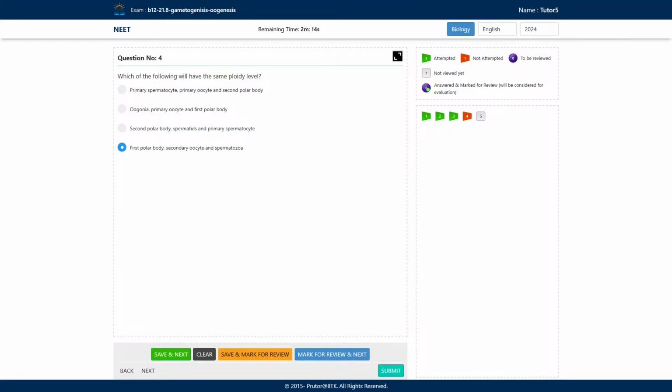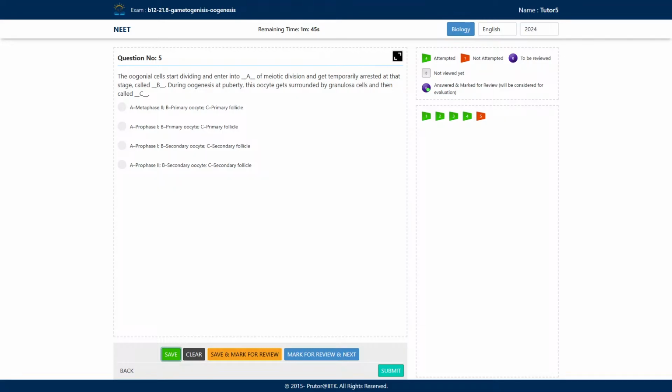Okay, the first polar body is haploid. Then secondary oocyte is also haploid. Spermatozoa are also haploid, means they have 23 chromosomes. The primary spermatocyte is diploid. Primary oocyte is diploid, but the secondary polar body is haploid. Then oogonia diploid, primary oocyte diploid, but first polar body is haploid. Then second polar body is haploid. Spermatids are haploid, but primary spermatocyte is diploid. So answer will be option number D.